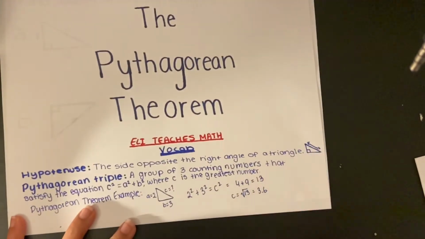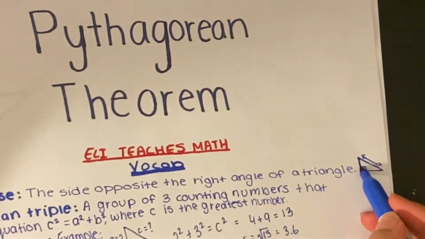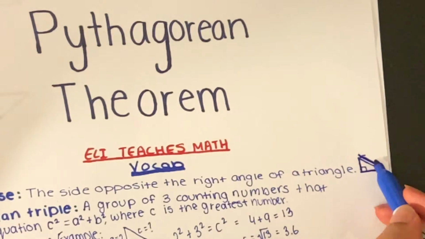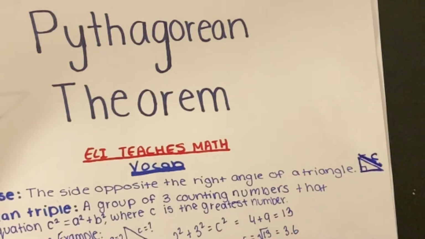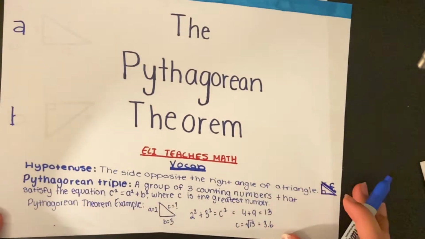So there's a really small triangle here. I don't know if you can see it, but here would be A, here would be B, and then this right here, this is the hypotenuse, the C. All right? Okay. Next is the Pythagorean triple.